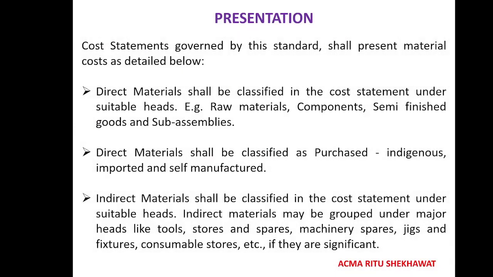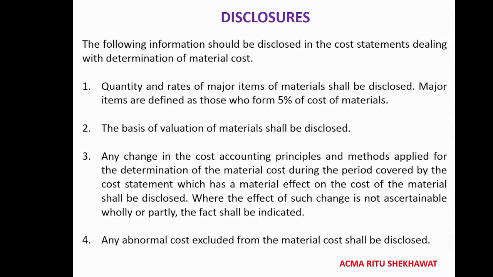Presentation is also one part of the cost accounting standard, which defines that direct material shall be classified in the cost statement under suitable heads like raw material, components, semi-finished goods, assemblies. So with the criteria of the material, you have to identify them. Direct material shall be classified as purchased, indigenous, imported, and self-manufactured. Indirect material shall be classified in the cost statement under suitable heads. You have to identify the heads under which your cost should be presented. Indirect materials may be grouped under major heads like tools, stores, spares, machine spares, jigs and furniture, consumables, stores, etc., if they are significant.